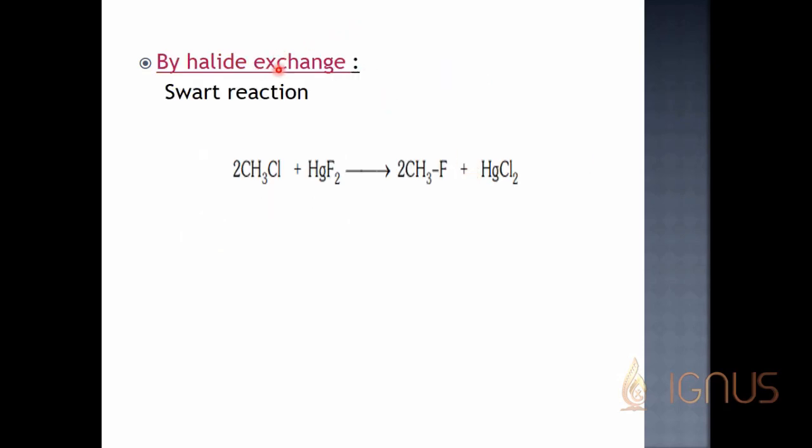Next, by halide exchange. The name of the reaction is Swarts reaction. Here, alkyl chloride is made to react with mercury fluoride to give alkyl fluoride and mercury chloride. Here, there is a halide exchange between alkyl chloride and mercury fluoride. Chlorine is replaced with fluorine and fluorine is replaced with chlorine. You can see this in the product and the reactant. Just note down the reaction and the name of the reaction. Always remember, for a Swarts reaction, the reagent is mercuric halides.